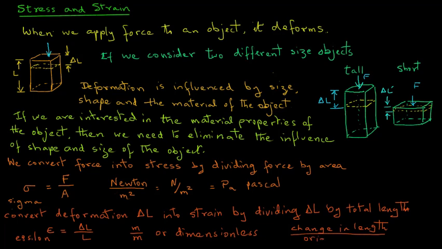So instead of using force and deformation, where the size and shape of that object will influence how much deformation is occurring based on the applied force, we use the terms stress and strain. So we eliminate the influence of shape and size and use stress and strain anytime we are interested in the material properties of that object.